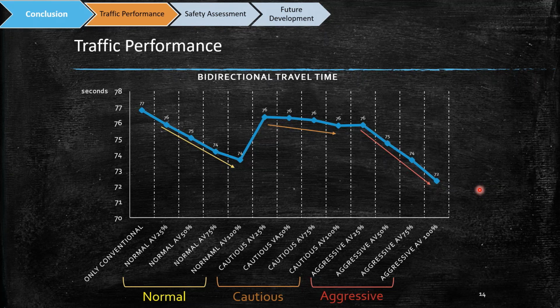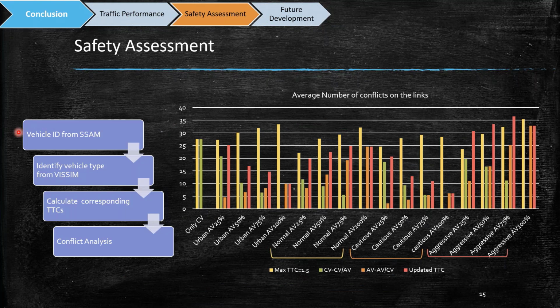We need to evaluate the safety assessment. As I said, I use the vehicle ID from the SSAM and identify the vehicle type from Vissim, and again calculate the corresponding TTC for each AV. And by the conflict analysis, I found these results. For the only CV case, the maximum TTC that we have is okay, and for sure the interactions between the conventional vehicles are all included, and we have the same value.